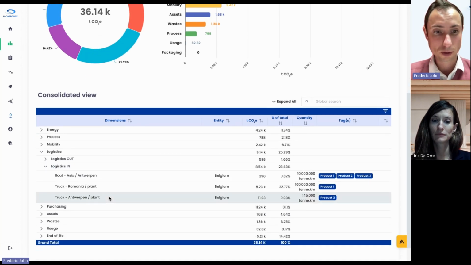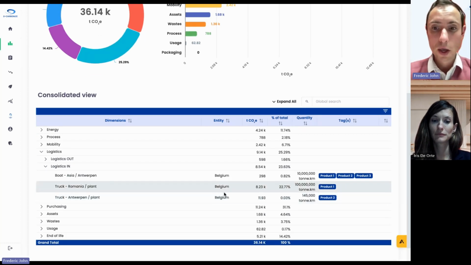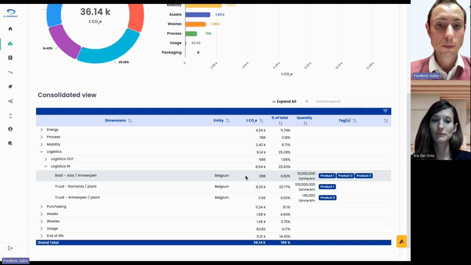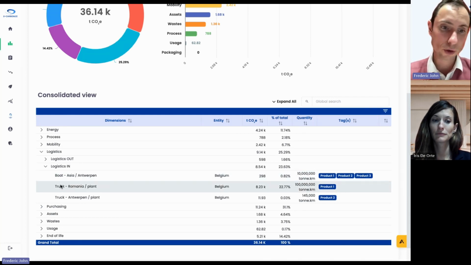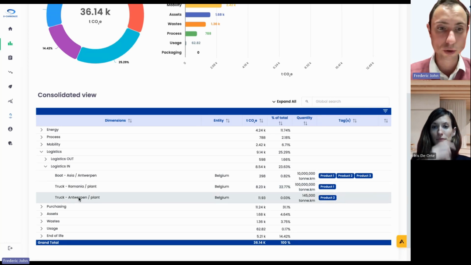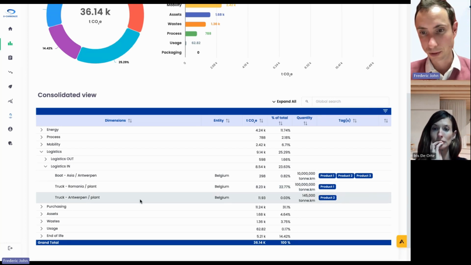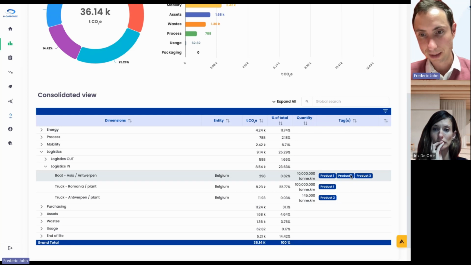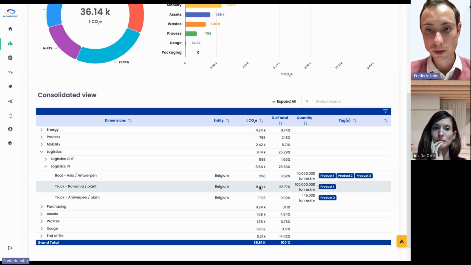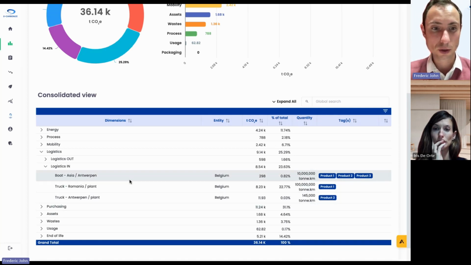I go a bit one step further, and I have three flows here, for example: one by boat, Asia to Antwerpen, one truck, Romania to the plant, and one truck, Antwerpen to the plant. I have my tags associated to my lines, and I can see the quantity, the CO2 emissions, and the percentage of total.